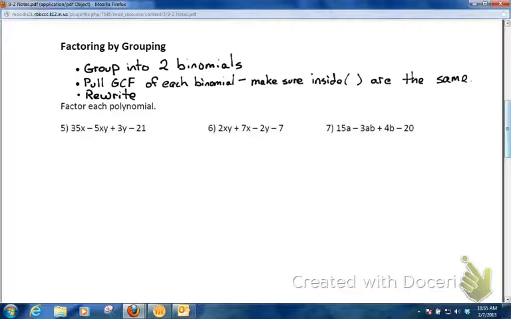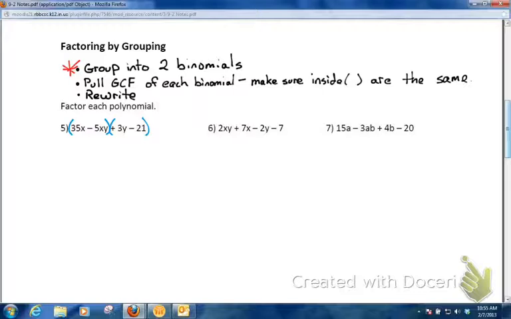The first rule there is to group into 2 binomials. So right here, first step, group the polynomial into 2 binomials. We're going to do this step by step with example number 5. I'm going to take these first 2 and make them a binomial, and then I'm going to take these last 2 and make them a binomial. Notice that I included the plus sign with the 3y. That's kind of important.